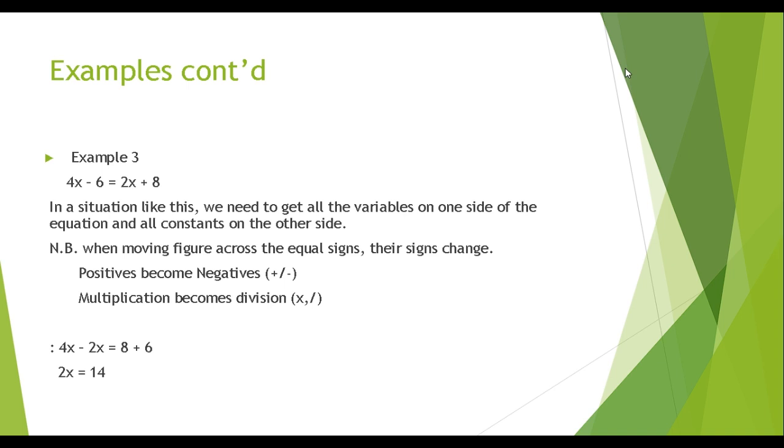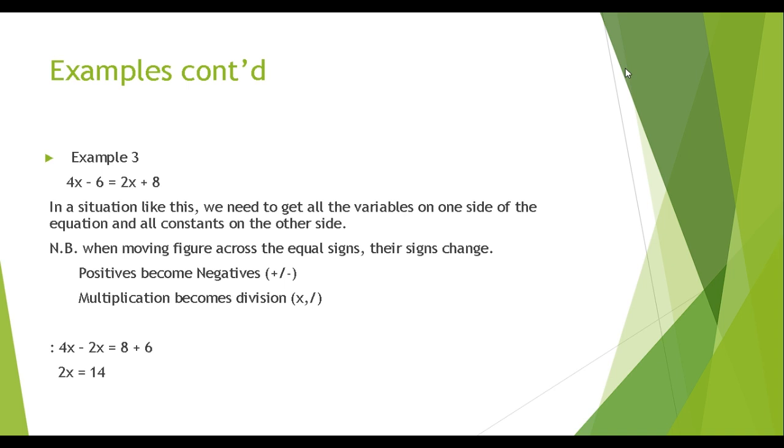4x minus 2x is equal to 8 plus 6. Do you see that? The 4x stays where it was on that side of the equation, so we don't change its sign. But we moved over the 2x that was positive, so now it becomes negative, it becomes minus 2x. The 8 is kept over there, so it stays positive. But realize that the 6 that was negative moves over, so now it's positive. So now it becomes 8 plus 6.